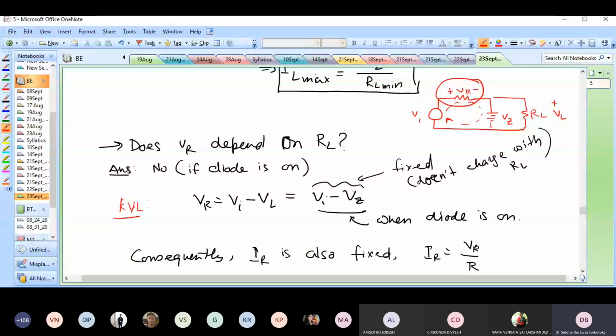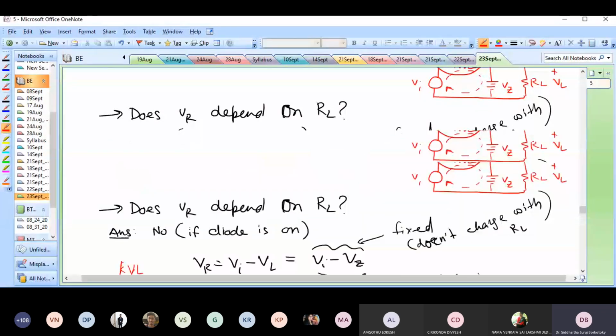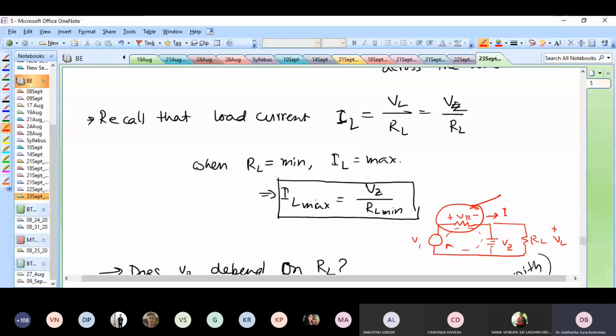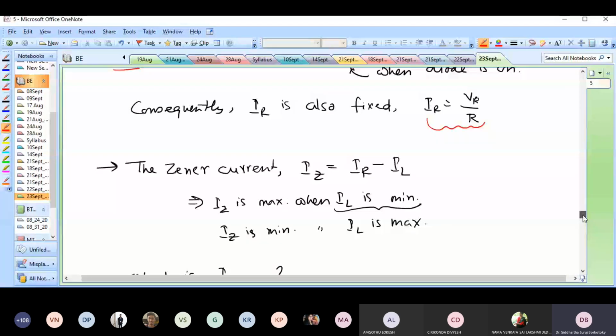So that means the current through the resistor R is also fixed. What is the current? The current through the resistor is VR by R. When I say resistor, I mean this resistor, the current through this resistor, so this IR. This IR is fixed, right? So this IR is fixed, VR divided by R. Fine. So now IR is fixed.